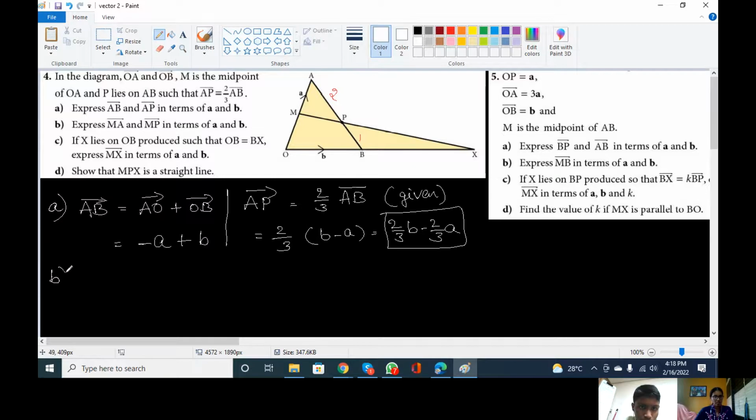Next, B. Express MA and MP in terms of A and B. First MA. Sorry, OA is A, and M is the midpoint here. So what will MA become? It's half of A. MA is half of OA, which is nothing but half A.